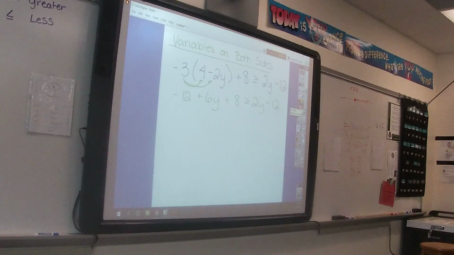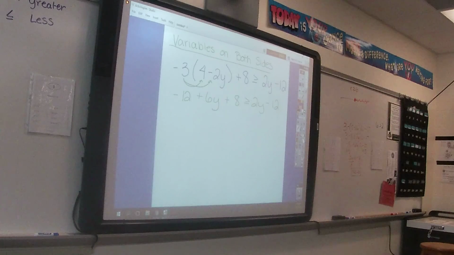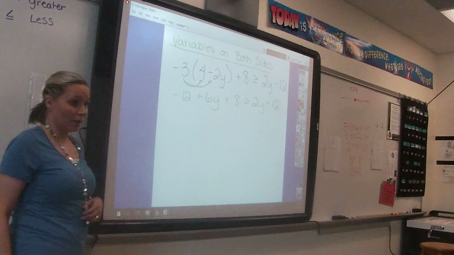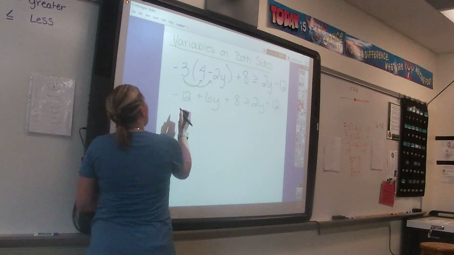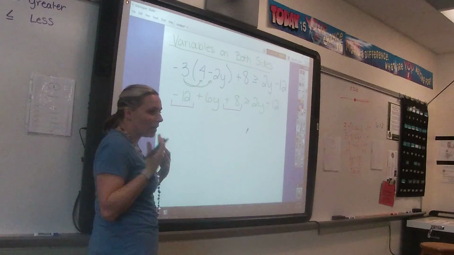Step 2 says if there are any like terms, we want to get them together. Yes, Leah? Okay, if there are any like terms, we want to get them together. Yep. There you go. Any like terms we need to get together? -12. Okay, so Kaylee, how do you know that we want to get -12 and +8 together? What tells us we want to do that?